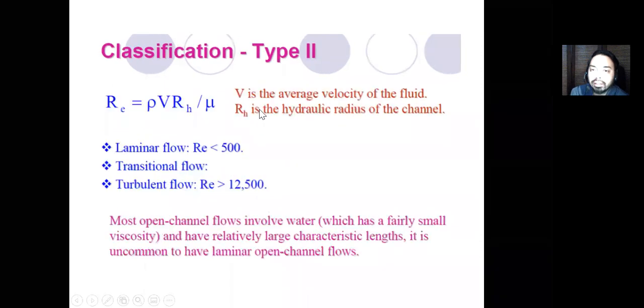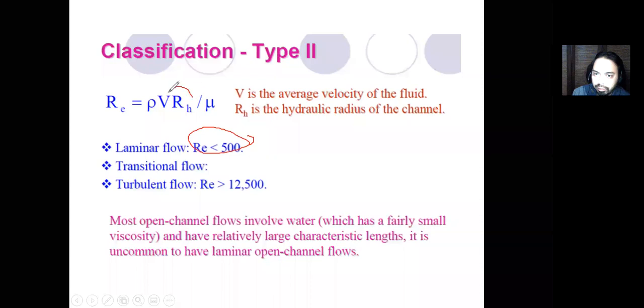Okay, another classification of open channel flow is based on the Reynolds number. Now we also have different threshold numbers for the Reynolds number in open channel flow, where the flow is considered laminar at less than about 500, transitional from 500 to 12,500, and turbulent if it is above 12,500.